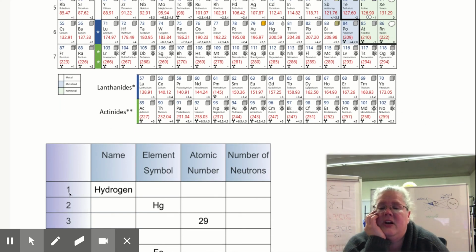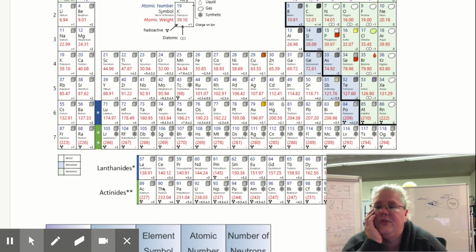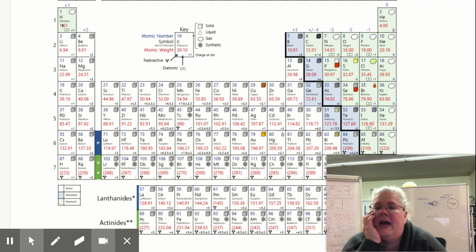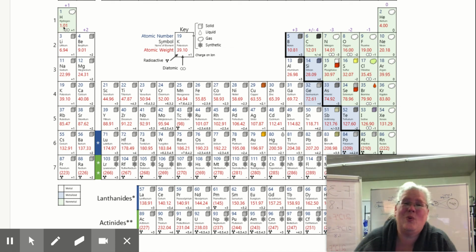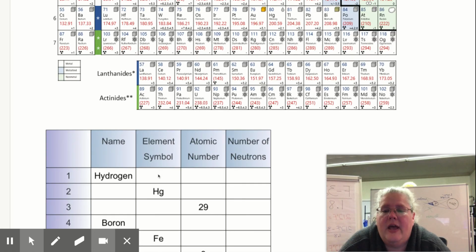So I want to figure out what each of these are. In this case, hydrogen. So what's the elemental symbol for hydrogen? Well, I go up here and find my hydrogen, and it's H. Its atomic number is 1, and its atomic mass is 1.01. So this is the only atom that doesn't have a neutron. So element symbol is H, atomic number is 1, number of neutrons, 0, none, nothing.